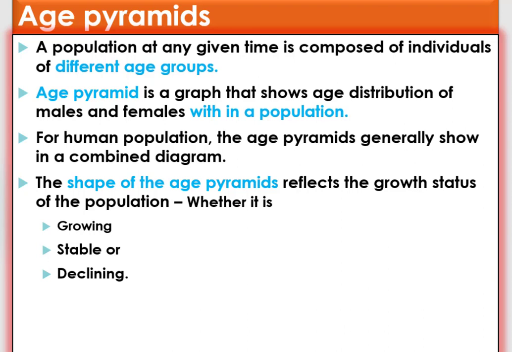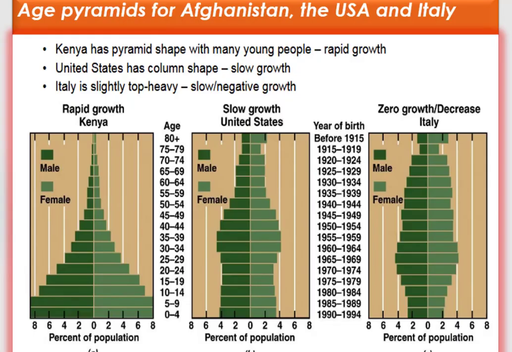The shape of age pyramids reflects the growth status of a population, or the demographic transition of a population from having high birth rate and death rate to low birth rate and death rate, whether it is growing, stable, or declining. The broad base to the population in Kenya shows that large numbers of children are still being born and that the population is increasing. The structure in USA and Italy is different.